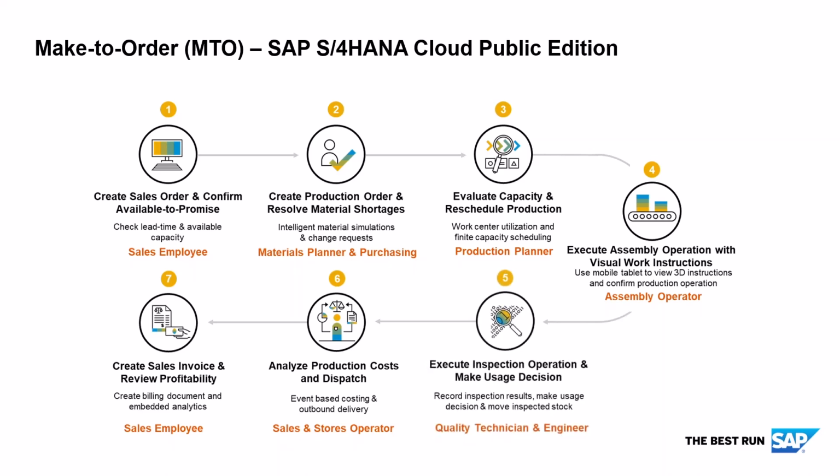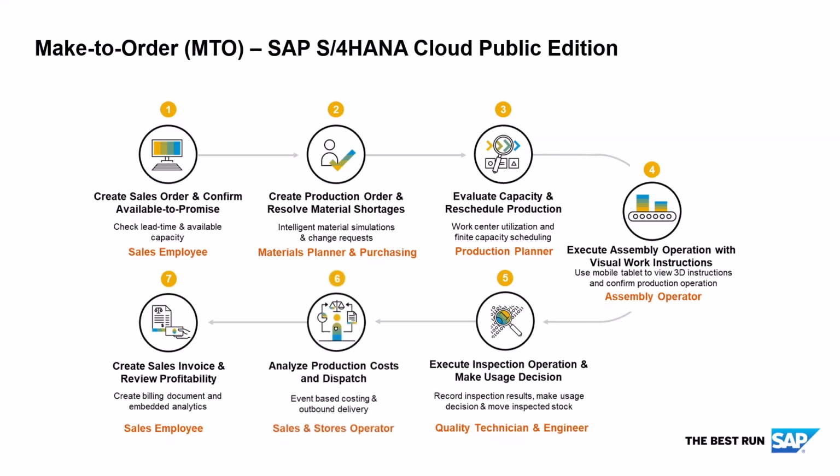Then on the shop floor, the assembly operator used his mobile tablet and reviewed 3D work instructions using SAP Visual Enterprise, and then confirmed the operation is completed, including backflushing the materials consumed. Then the quality technician recorded inspection results and confirmed the inspection operation. This was handed over to the quality engineer who made a usage decision and moved the stock from quality inspection to unrestricted and used Microsoft Teams to inform sales.